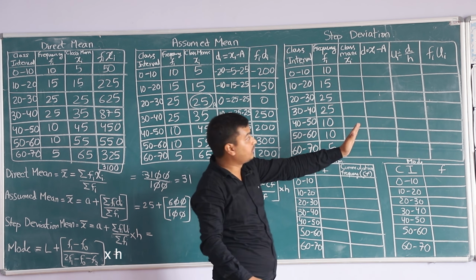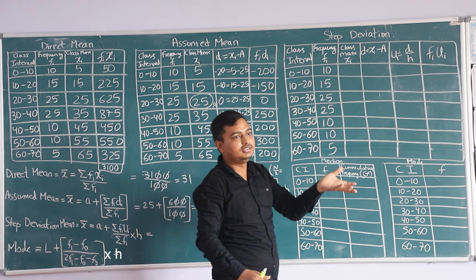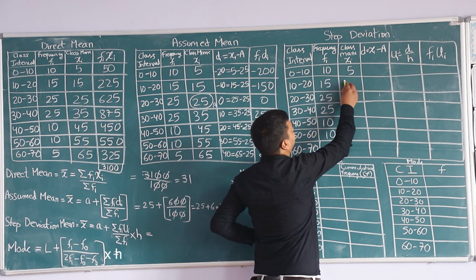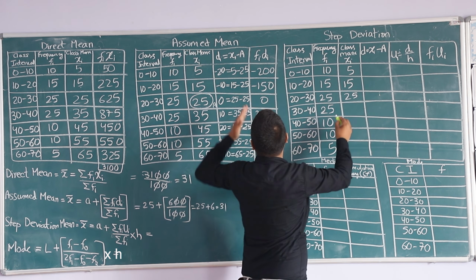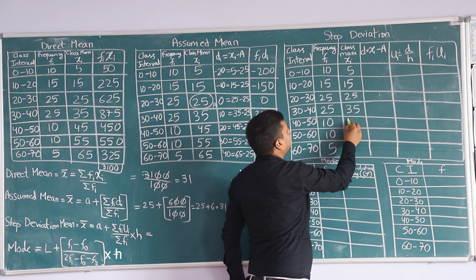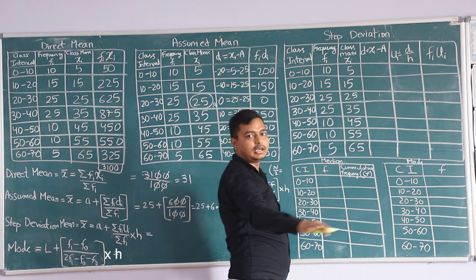That is where the step deviation method. Step deviation method. 0 to 10 it is written over there. Now in this class mark, can you tell me what will be the answer? 5. Correct, very good. Class mark. That will be your 5. Here it will be 15. Here it will be 25 because already we calculated in this table, correct? Now here 35, 45, 55, next 65. Up here, no doubt.